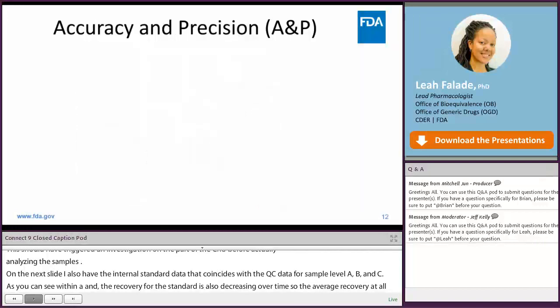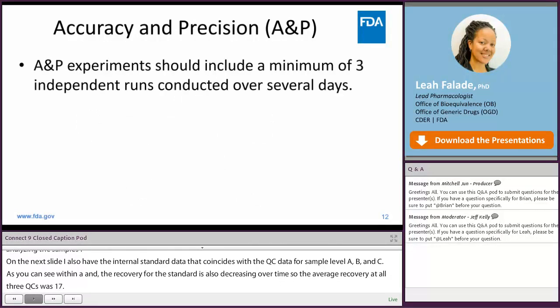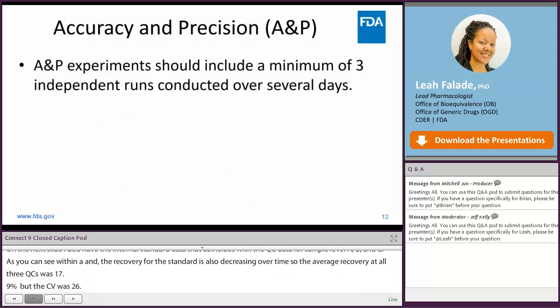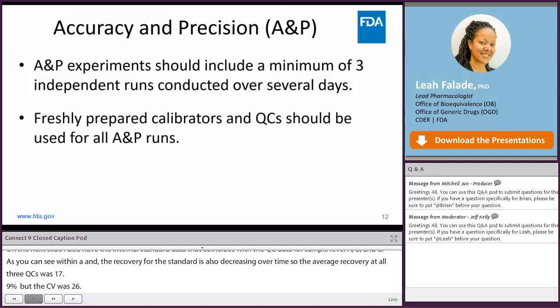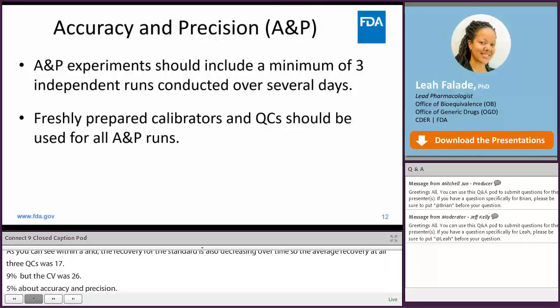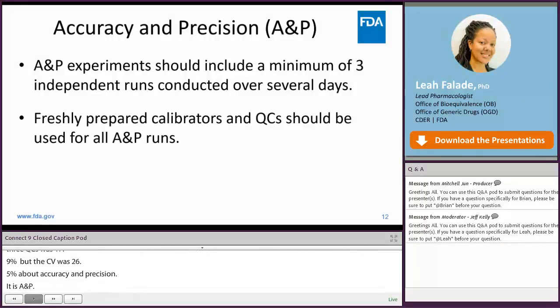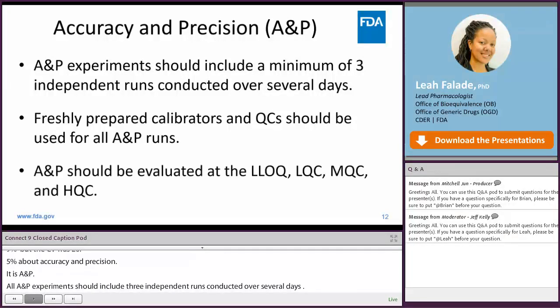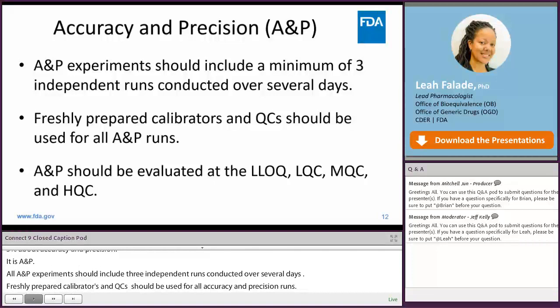So next I'll talk about accuracy and precision, A&P. So all A&P experiments should include a minimum of 3 independent runs conducted over several days. Freshly prepared calibrators and QCs should be used for all accuracy and precision runs. Accuracy and precision should be evaluated at the LLOQ, LQC, MQC, and HQC.